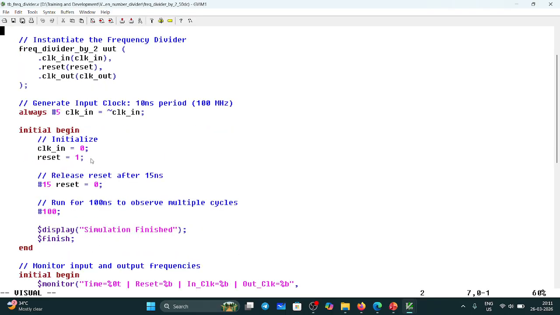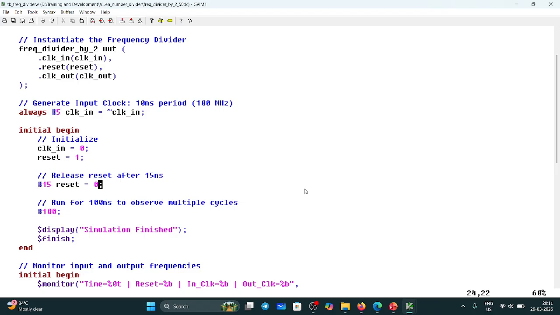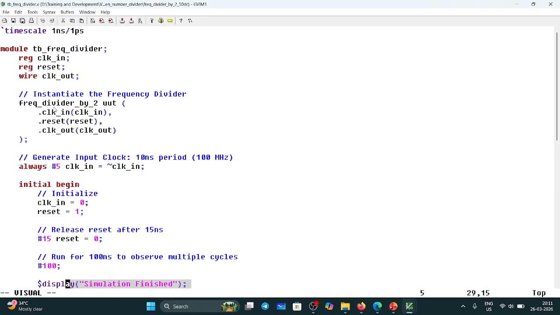Reset I am applying. After 15 time units, I am releasing the reset. I am audible, no? Yeah. So after 100 time units, I need to use $display and $finish to finish the simulation. $monitor is to see the output in the Tcl console. This is the test bench. Is it fine? Okay, and I will share this code.